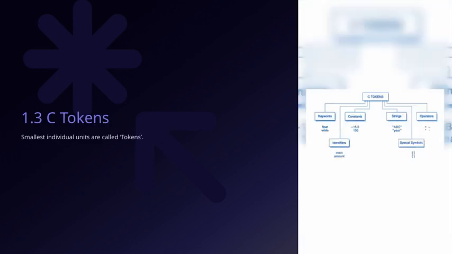Let's talk about 1.3 C tokens. These are the smallest individual units in language processing, and we call them tokens.